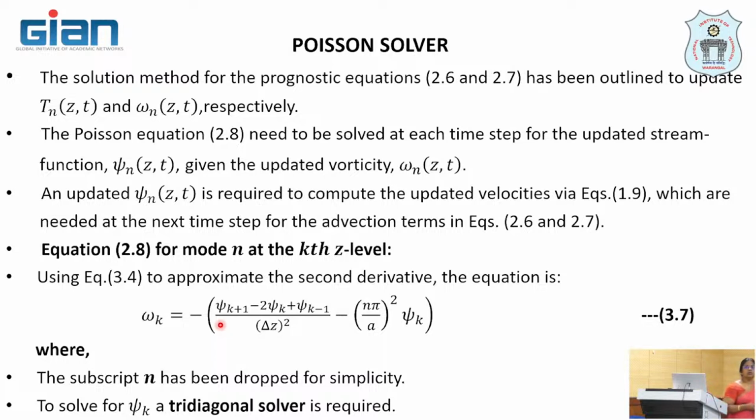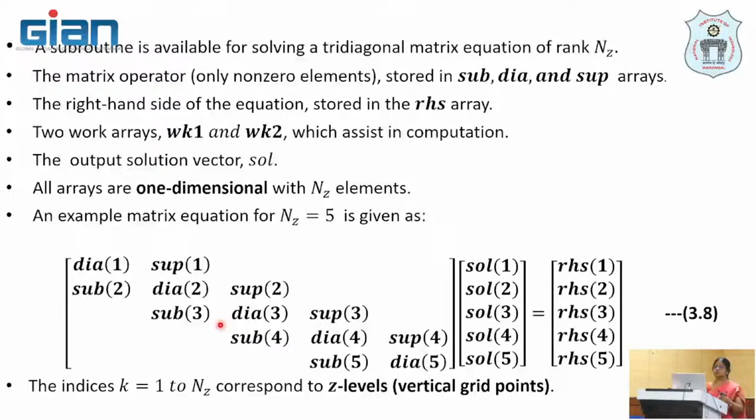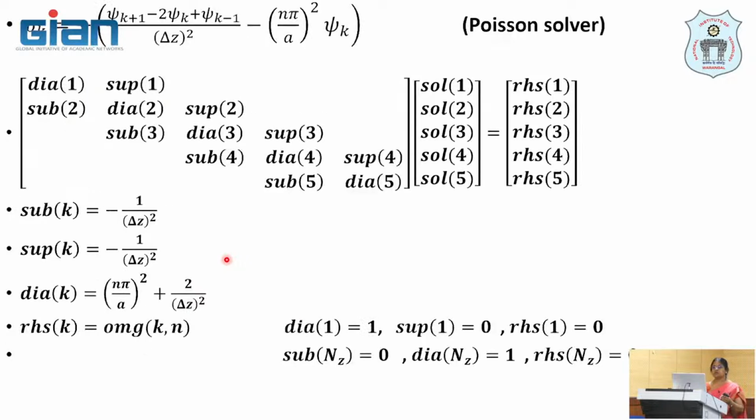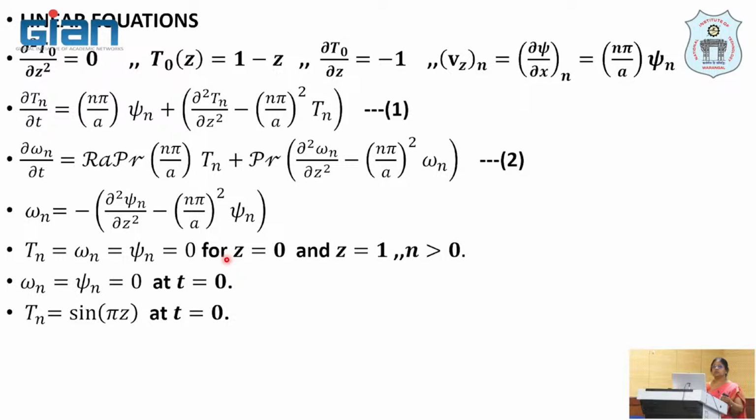How to solve that? Using k minus 1, k, k plus 1, a tridiagonal matrix solver. That is what is written here. You see, subdiagonal, diagonal, superdiagonal, with these unknowns and the right hand side as known values. Solve it and get the answer. So what are the coefficients also? It is written here: subdiagonal values, everything.